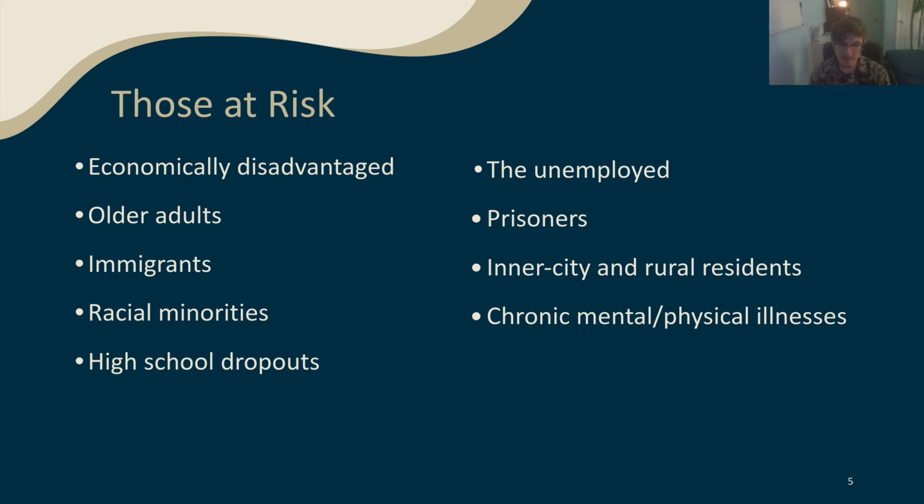High school dropouts, kind of goes with the whole, if they have problems with the educational system, they're not very well educated, they're at a higher risk. Unemployed, prisoners, once again, that's kind of a low socioeconomic status kind of thing. Inner city and rural residents, this kind of goes back to the schools.